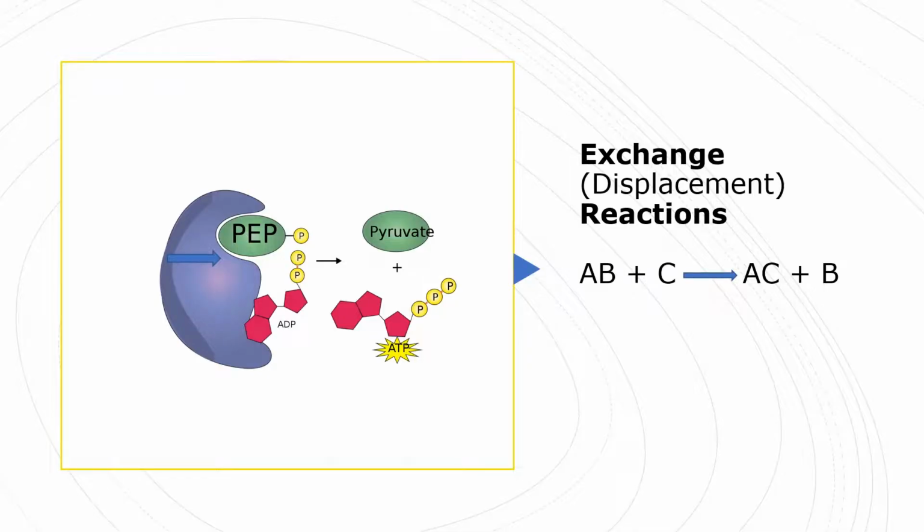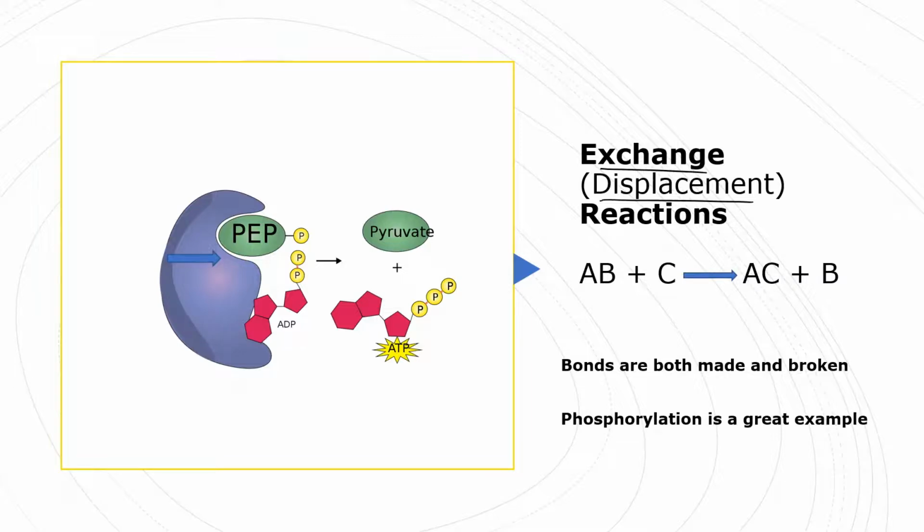All right. This one's called, in some texts, a displacement reaction. And some they call it an exchange reaction. So what we're going to see here is bonds are going to be made and broken simultaneously. We're not going to go just from polymer to monomer. We're going to do some building and some breaking. So there's going to be some anabolic reactions happening at the same time as catabolic reactions. And phosphorylation is a really great example of an exchange reaction.